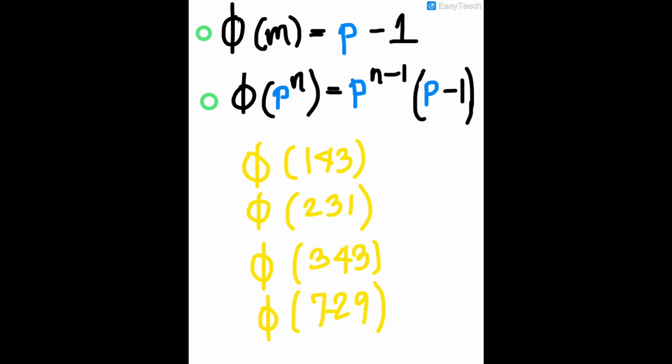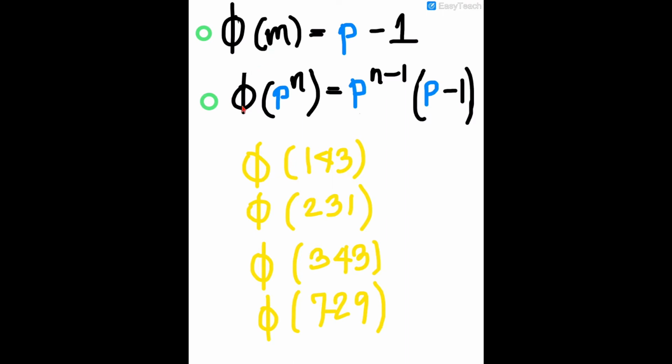In this video, you will learn about the Euler function, or phi function, by Leonhard Euler. By the way, the indicator phi of m, of an integer m not equal to 0, is the number of positive integers less than m and relatively prime to m. If m is a prime, then phi of m is equal to p minus 1, where p is a prime.